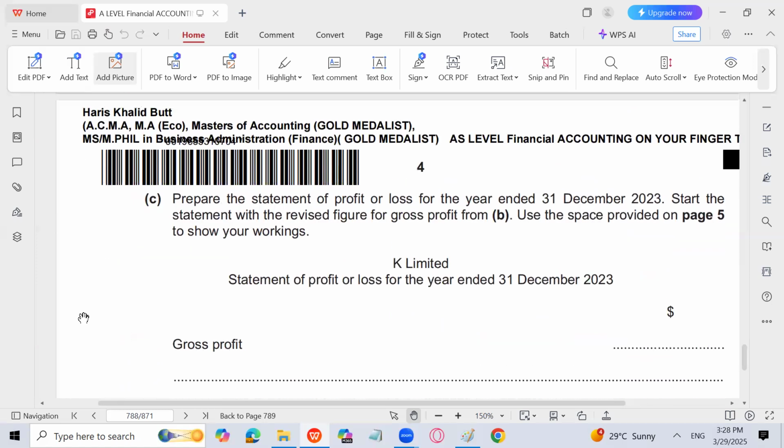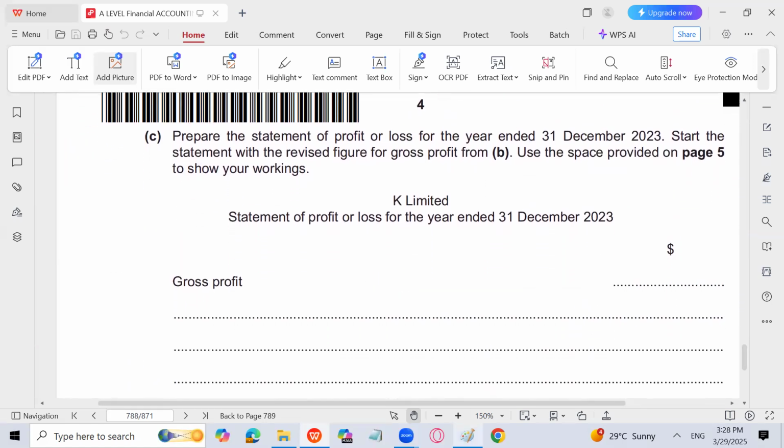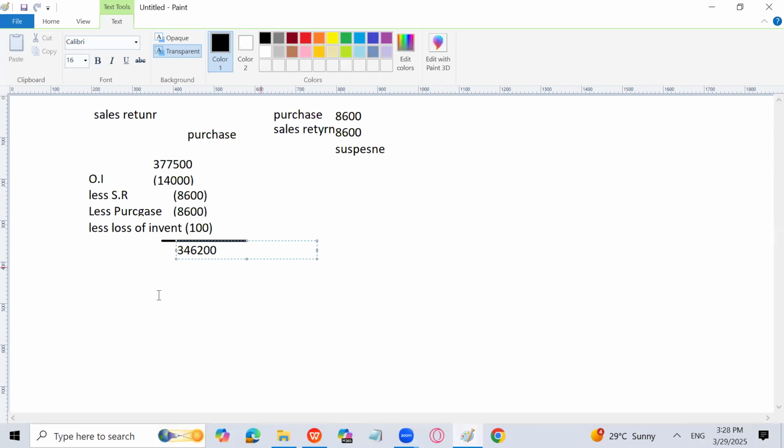So what's the question? Statement of profit and loss starting from the corrected gross profit. So let's do that. I'll prepare it here, because I have to prepare the balance sheet also. That's why, for the statement of profit and loss, I will start from the gross profit, which is the corrected gross profit. We have calculated that: 346,200. So the corrected gross profit is 346,200.